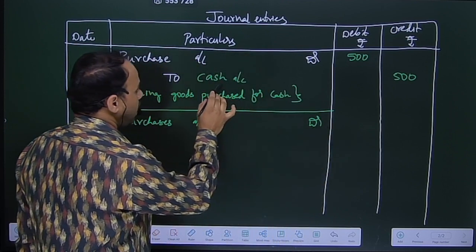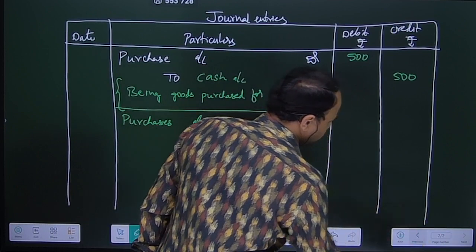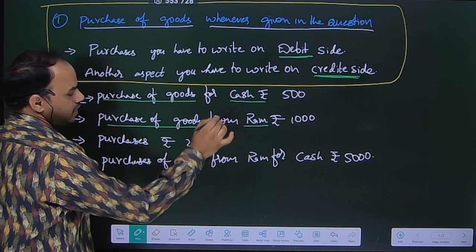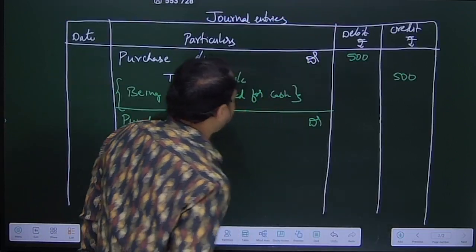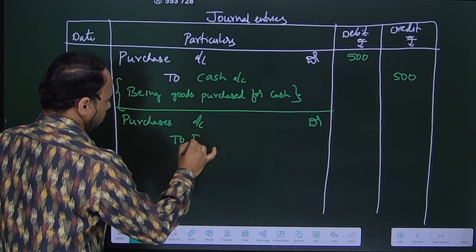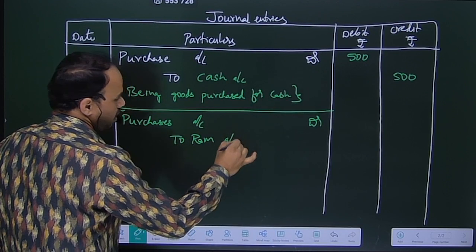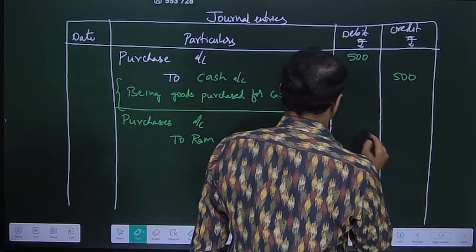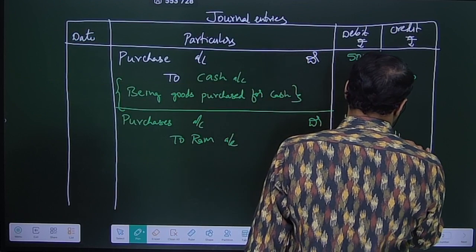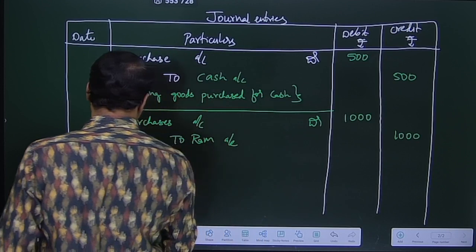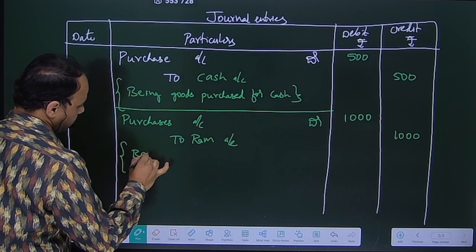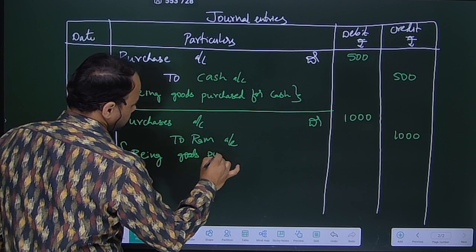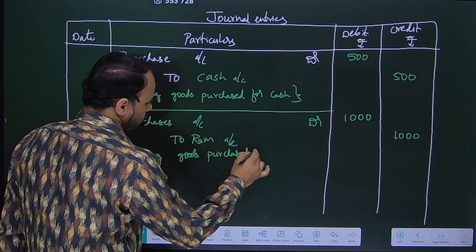What will come on the credit side? Another aspect. What is the other aspect in this question? How did we purchase goods here? We purchased goods from Ram's side. So the other aspect here is Ram, to Ram account. The amount given in the question is 1000 rupees, so we write debit 1000 rupees and credit 1000 rupees. Narration: being goods purchased for credit.